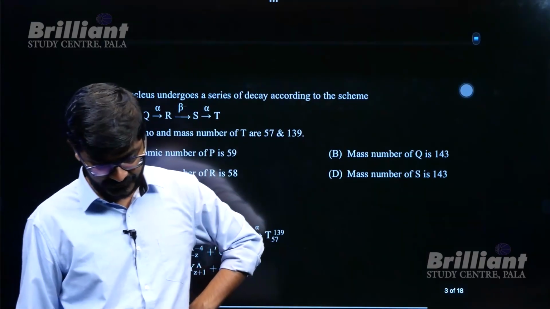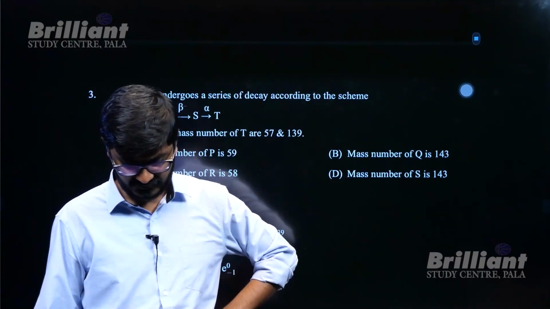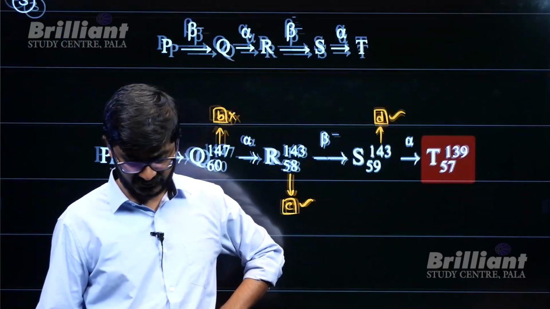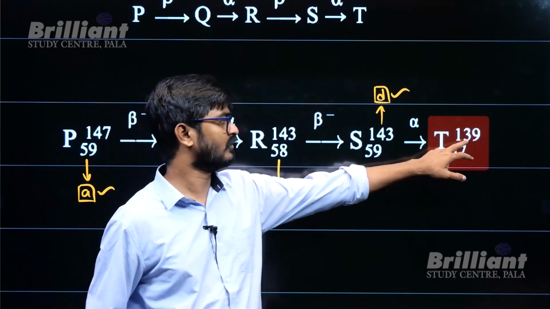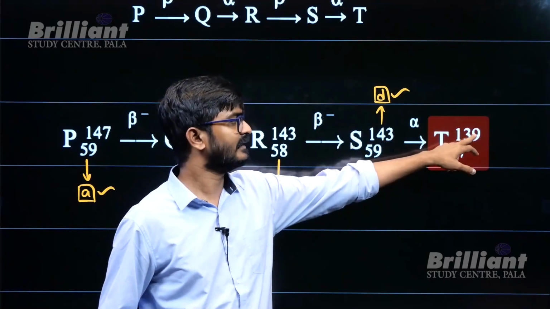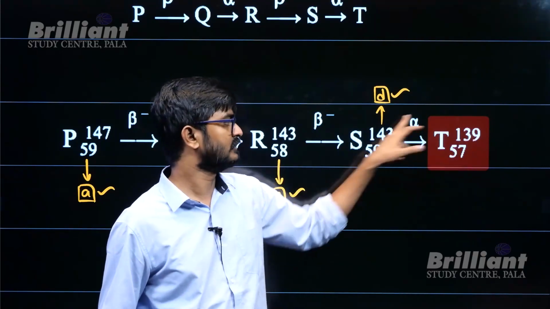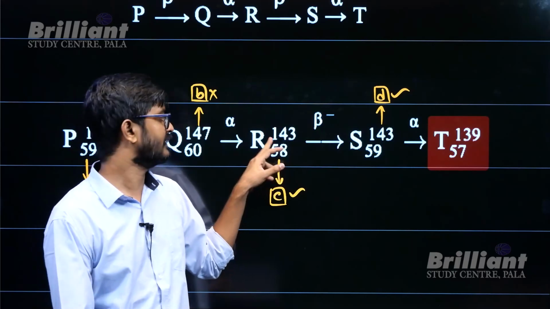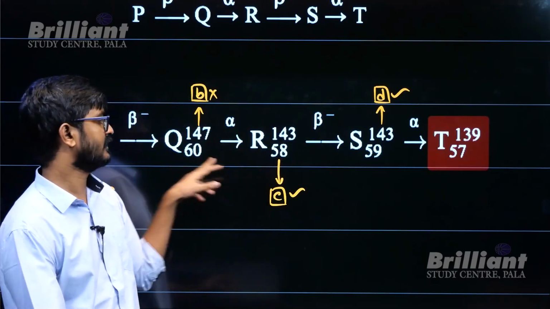The next question: a nucleus undergoes a series of decays according to the following scheme. So this is the given question and this information is given in the question. So you can go back. When you go back, when there is alpha, there will be a difference of 4 and a difference of 2. So 143 and 59. When you go back in beta, there will be a difference of 1. When you go back in alpha, there will be a difference of 4 and 2.